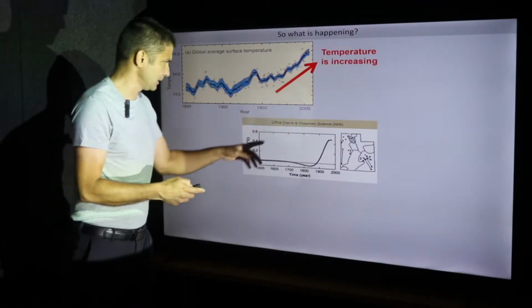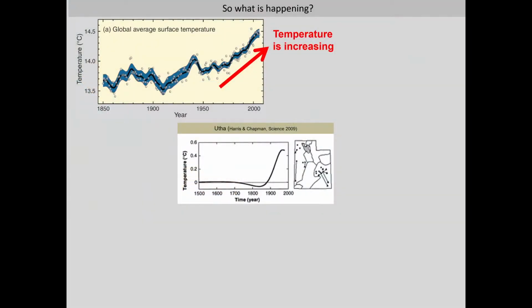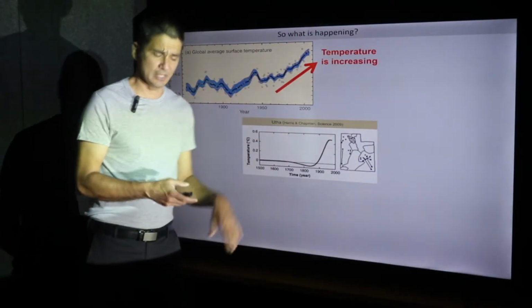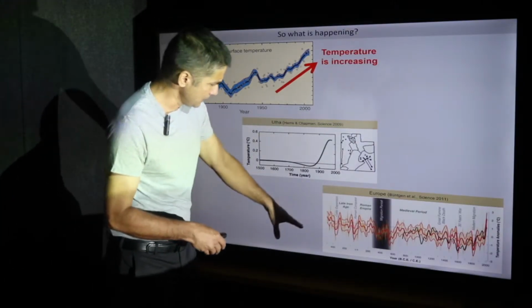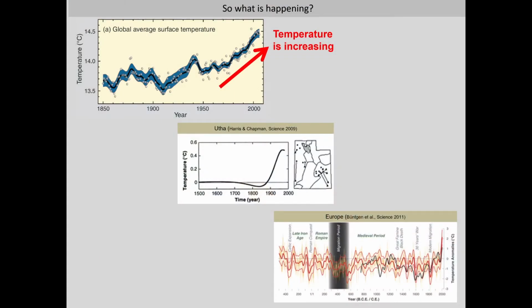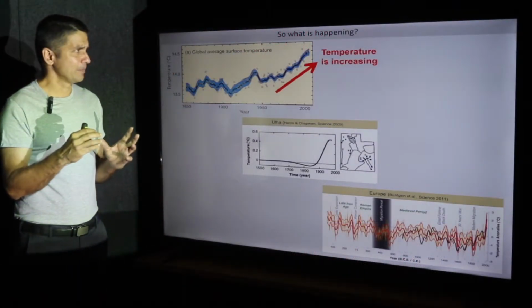Here is another example, and this is from Utah. Somebody put a thermometer there since the 1500s, one of the longest records on temperature, and you can see how over time temperature remains stable, and in the last few decades the temperature just skyrocketed there. Here is another example, and this goes back to the 1400s. Despite the incredible amount of time since then, the temperature has been stable until the last few decades when the temperature went up. So something is going on.